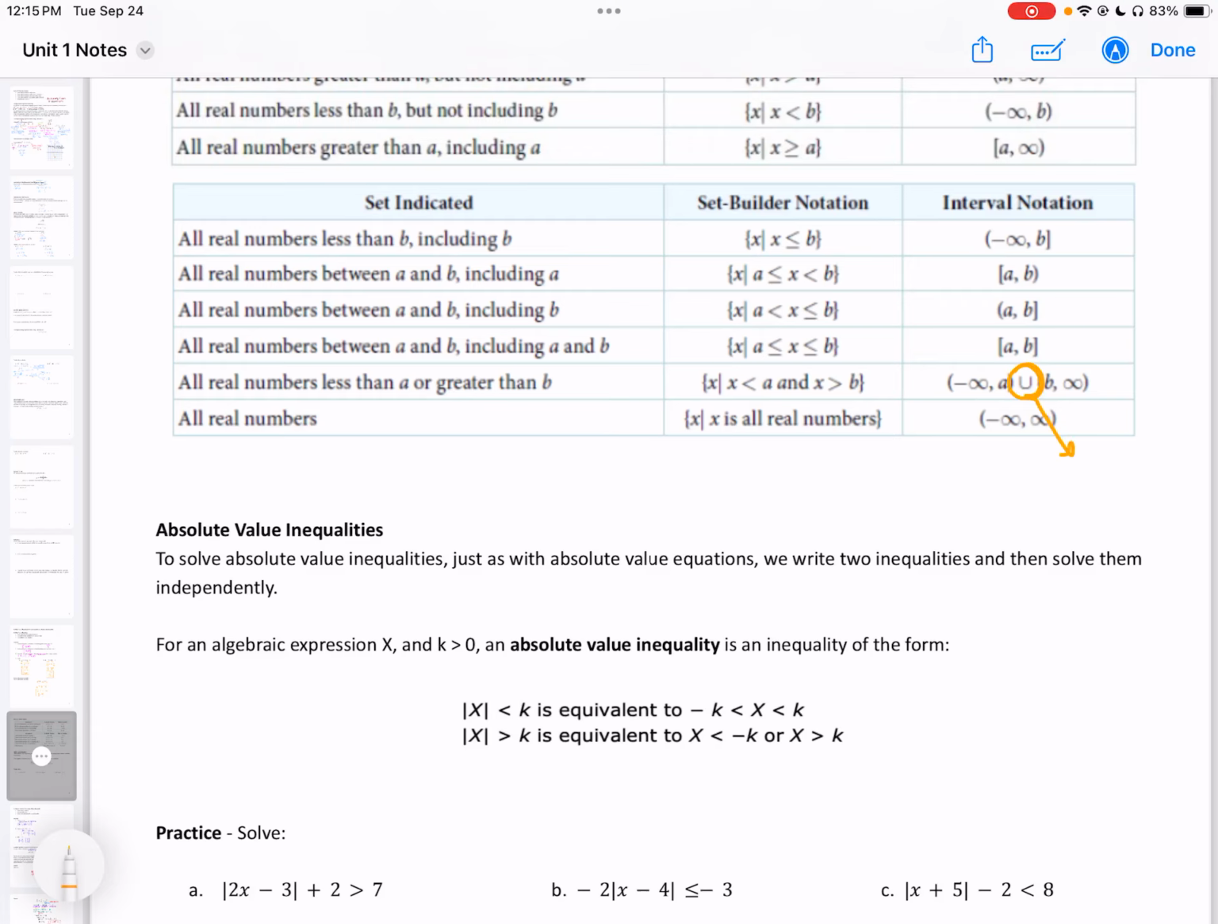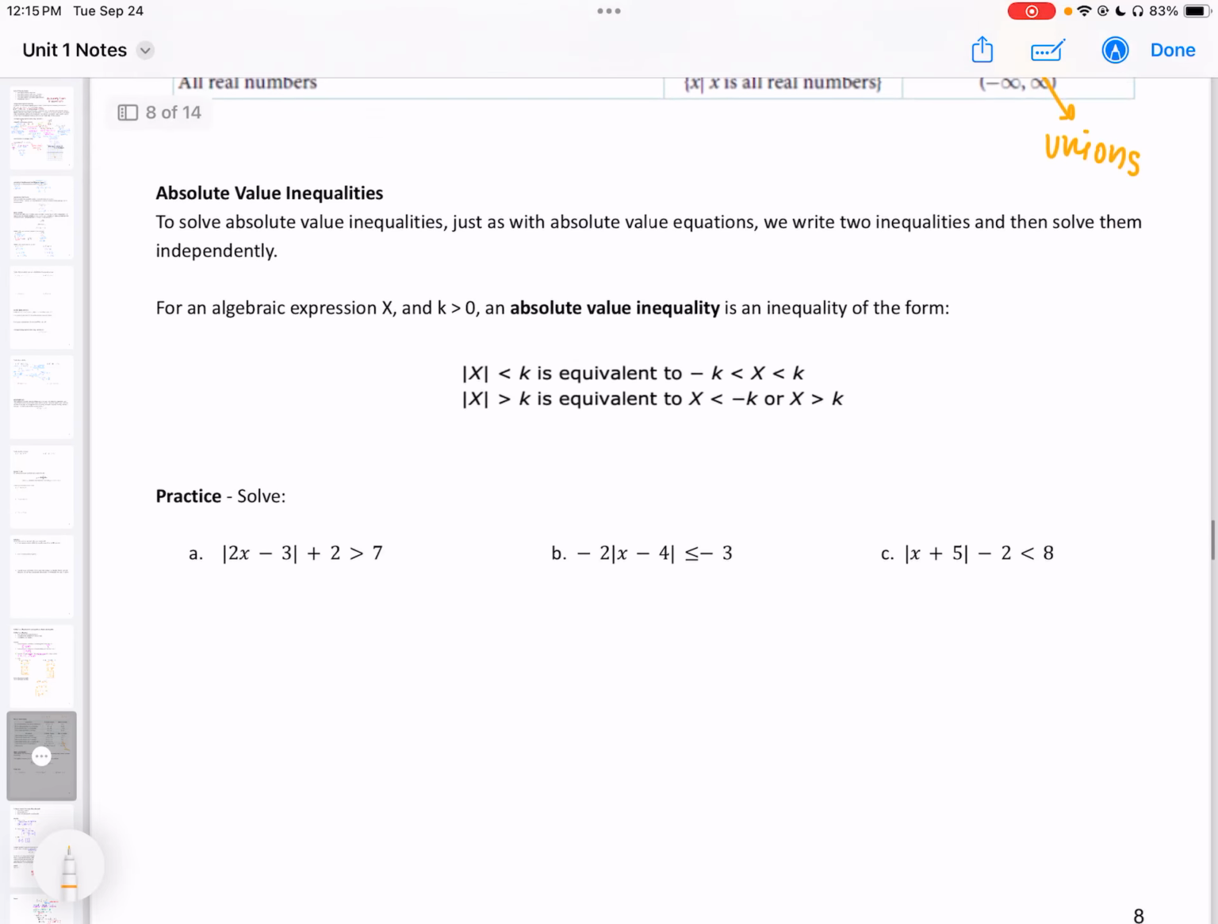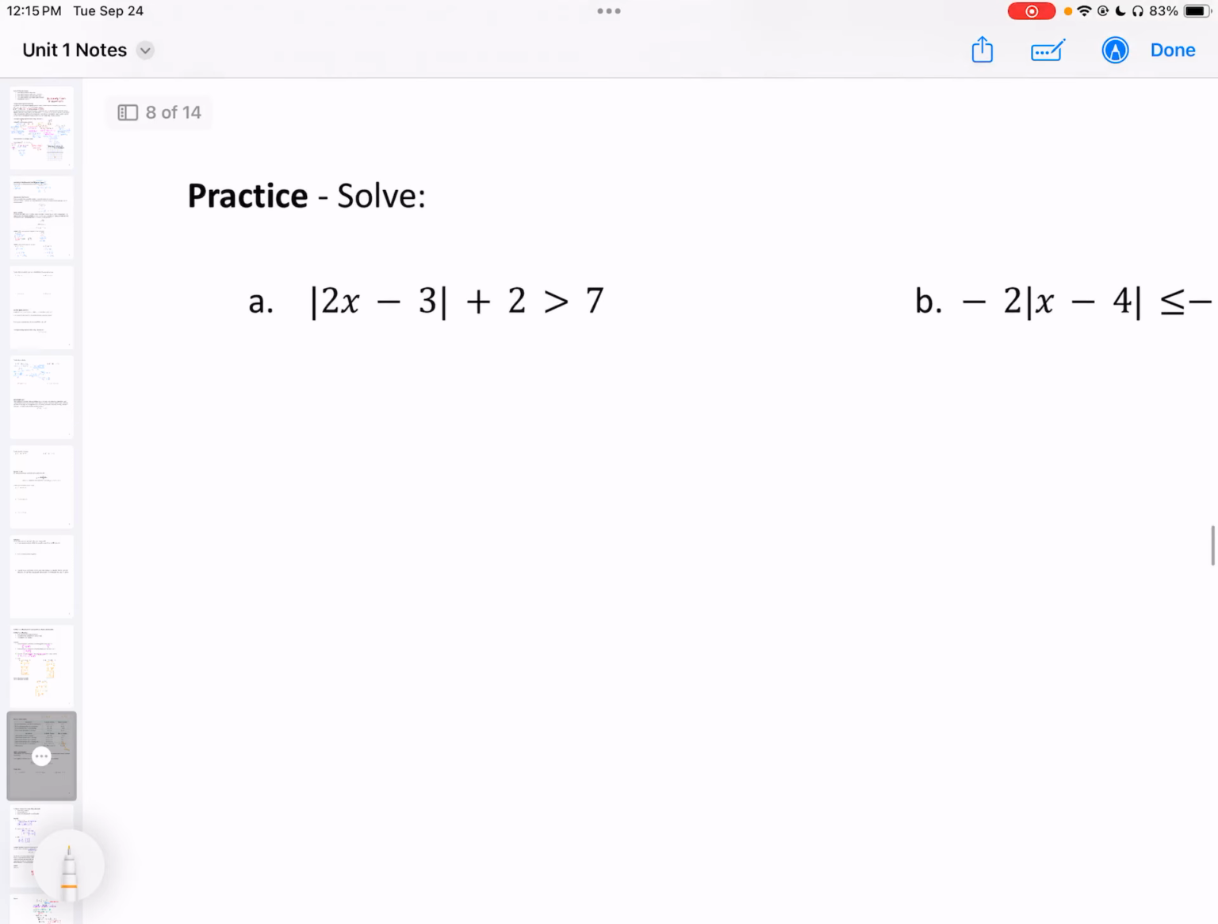We have unions for multiple things, whereas brackets for greater than or equal to, less than or equal to, parentheses for less than, greater than. Let's take a look at absolute value inequalities briefly. The thing here is that you must create 2 equations once absolute value is on its own.